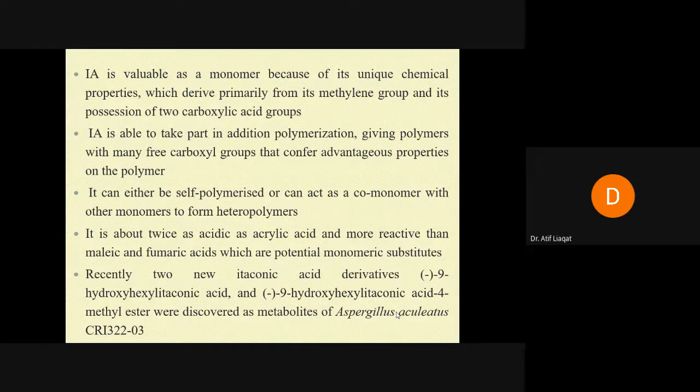Itaconic acid is able to take part in addition polymerization, giving polymers with many free carboxyl groups that confer advantageous properties on the polymer. It can either be self-polymerized or can act as a co-monomer with other monomers to form heteropolymers.